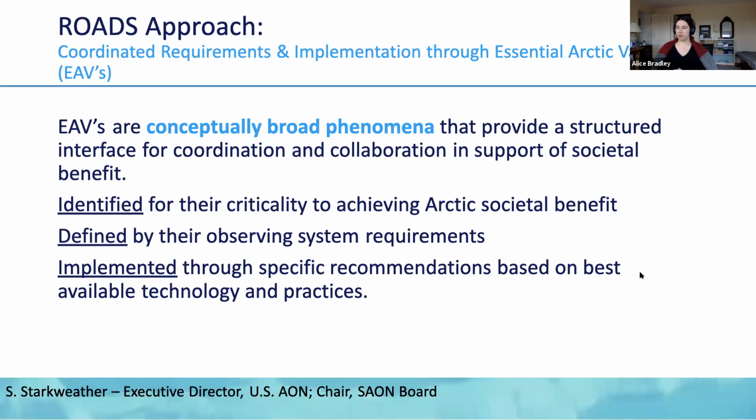But to reiterate, essential Arctic variables are, and I'm going to emphasize this, a conceptually broad phenomenon, which is to say that we don't have a clear definition of an essential Arctic variable. That's something we are trying to accomplish on these calls, to gather input as to what this idea should mean. So we will say that essential Arctic variables are identified by being critical to achieving some sort of Arctic-relevant societal benefit. They are defined by requirements for the observing system that's measuring them, and then they are implemented through specific recommendations based on available technology and practices. So we're not trying to invent new things at this stage.